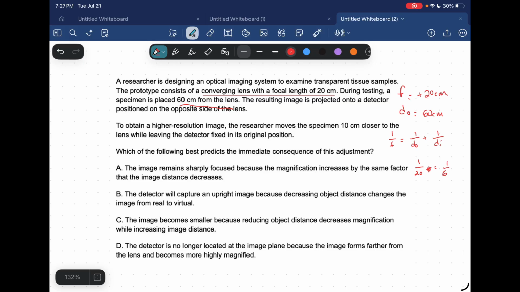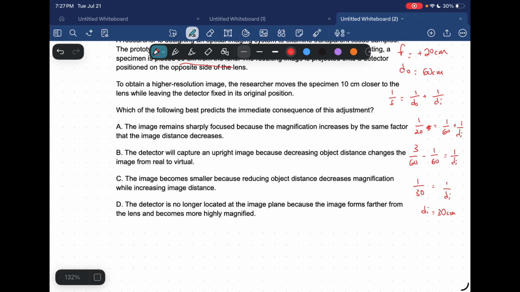1/20 equals 1 over 60 plus 1 over di. 1/20th is equal to 3/60th. Moving the term to the left, we get 1 over di is equal to, simplifying it, 1 over 30. So image distance is 30 centimeters.